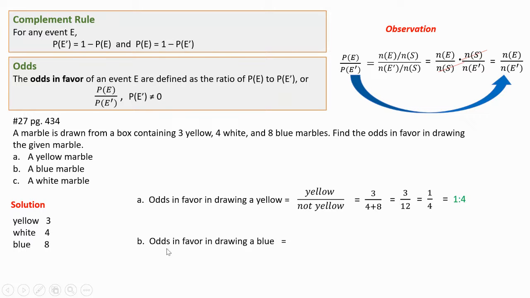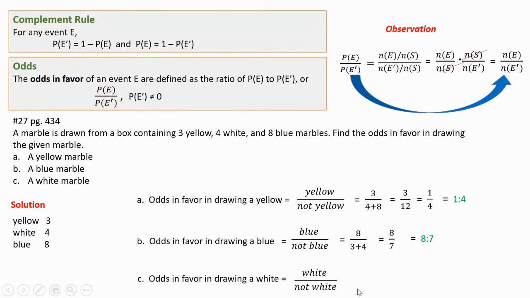This is my answer. Okay? Look at B now. Odds in favor in drawing a blue marble. So it's going to be blue over not blue. The number of blue is 8. The number of not blue is 3 plus 4, which is 7. So the answer is 8 over 7, which is 8 to 7. This is the answer, the way they want the answer. Okay, now for part C. The odds in favor in drawing a white. So it's going to be white over not white. So there's 4 white, and there's 8 plus 3, which is 11 that are not white. So what's the answer? 4 to 11. This is the answer that they're looking for.